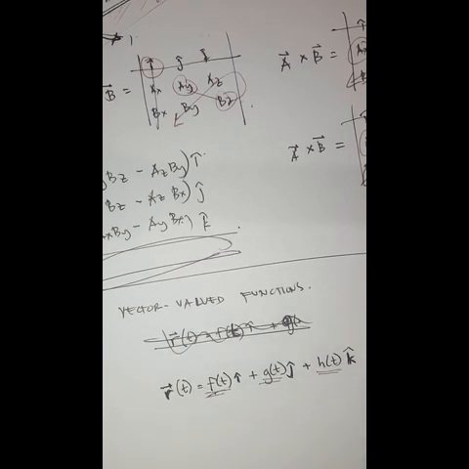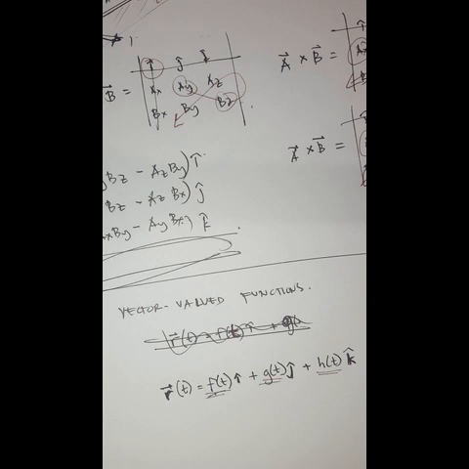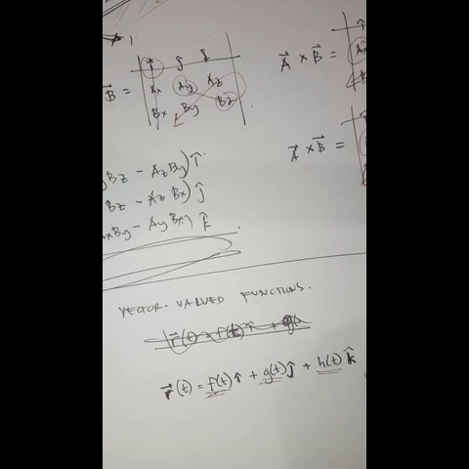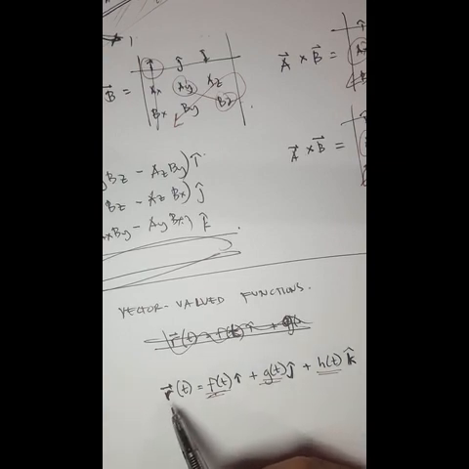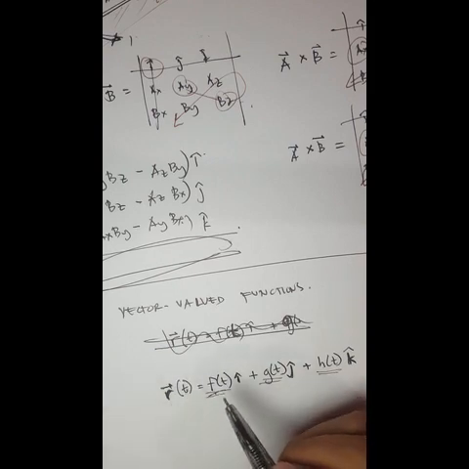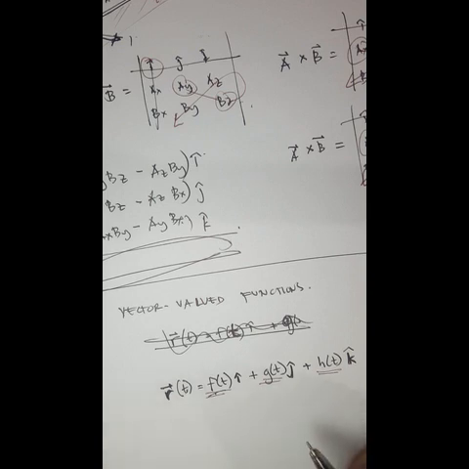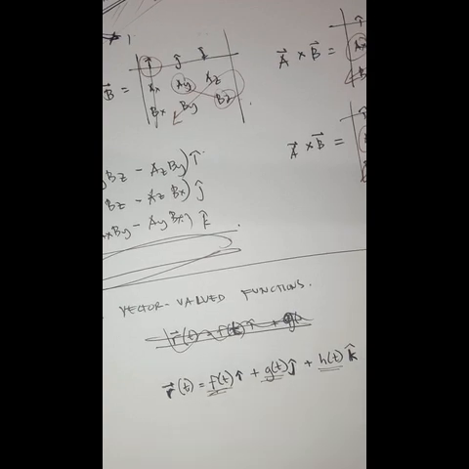Basically, we can determine a curve, the path that a point traces, for example at time 0, at time 1, at time 2, at time 3. So we can trace the path of that particle or point.